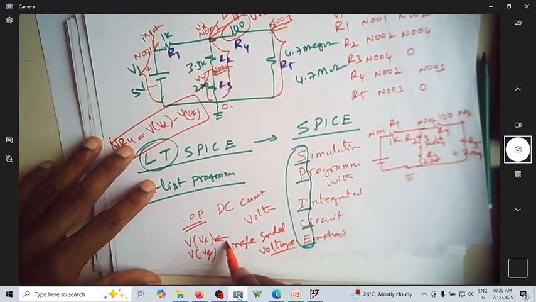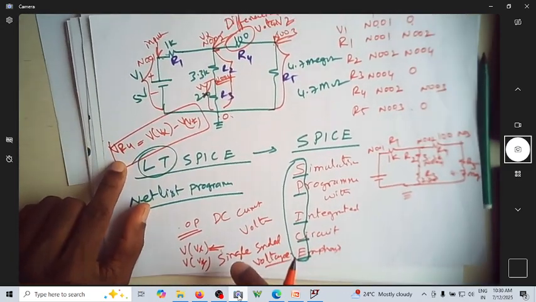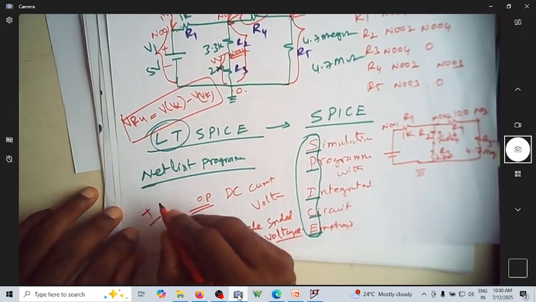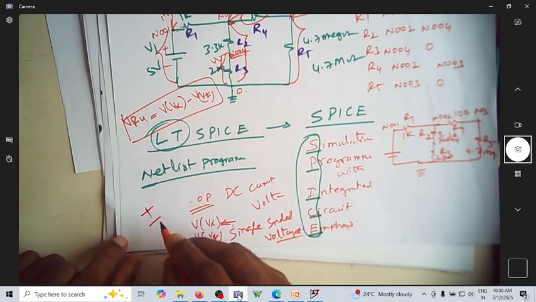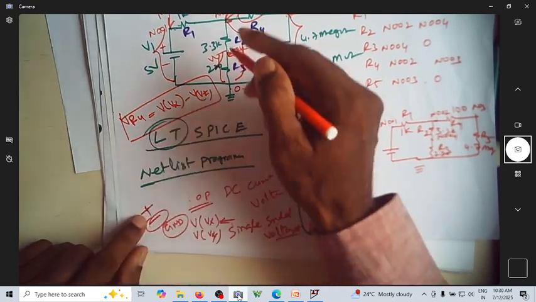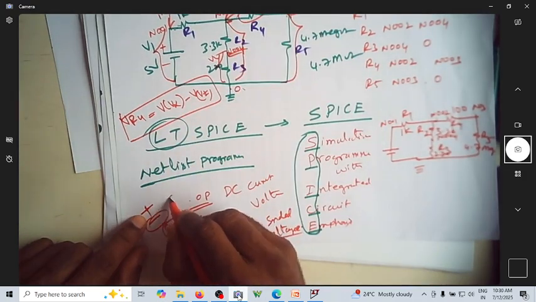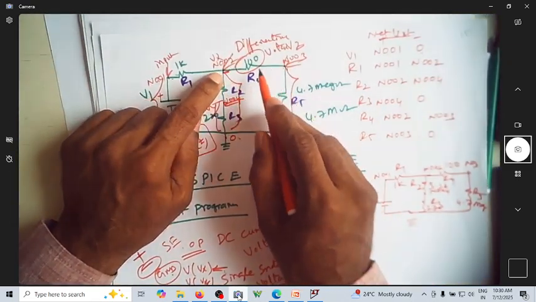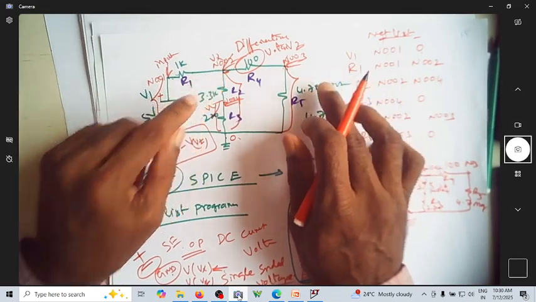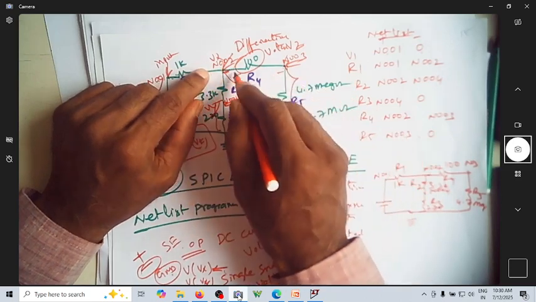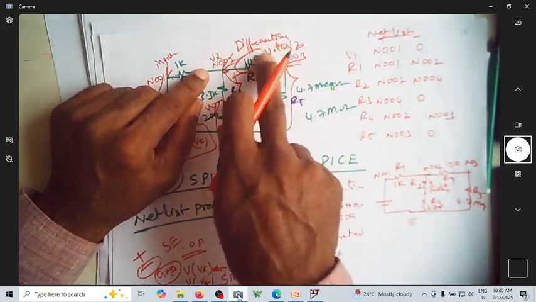What is the difference between single-ended and differential? In case of single-ended, because you always need this plus minus, you need to have two terminals to measure the voltage. If this is ground, if you are measuring with respect to ground, then that is single-ended. If none of them are ground, suppose this is negative and this is positive, then it is called differential voltage.